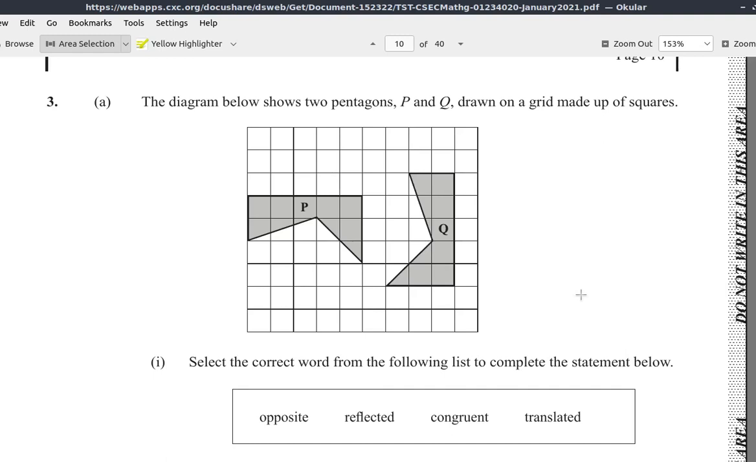We're looking at question 3 from the January 2021 CSEC Mathematics paper. 3A says the diagram below shows two pentagons. So that's 5-sided figures, alright? P and Q drawn on a grid made up of squares. Select the correct word from the following list to complete the statement below.